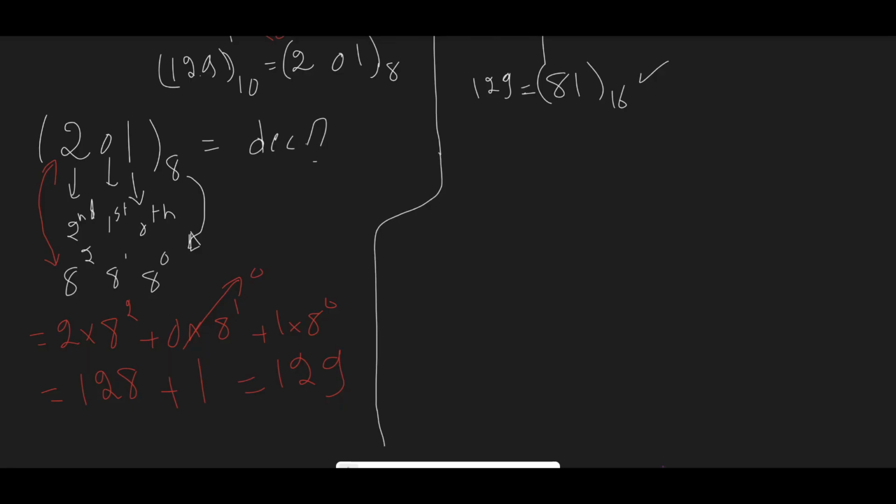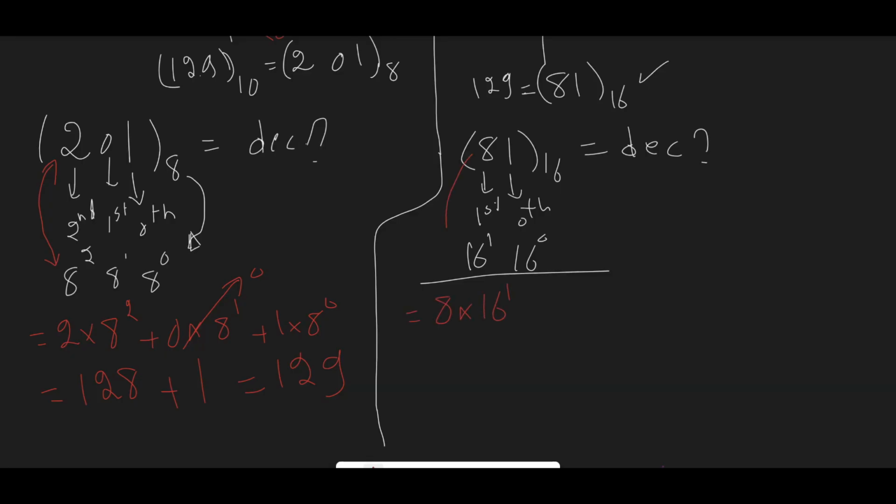Now let's convert the hex back to decimal and see if we can get 129 as well. If we take 81 base 16 and convert it back to decimal, we follow the same procedure. This is the 0th location and this is the first location. Now we have the base is 16. So we can say 16 to the power 0 and this one 16 to the power 1. Now we can convert it by multiplying 8 times 16 to the power 1 plus 1 times 16 to the power 0. 8 times 16 is 128 plus 1, this will give us 129.